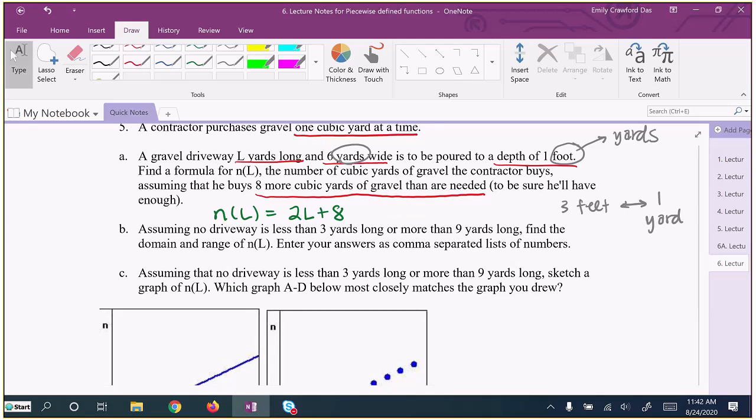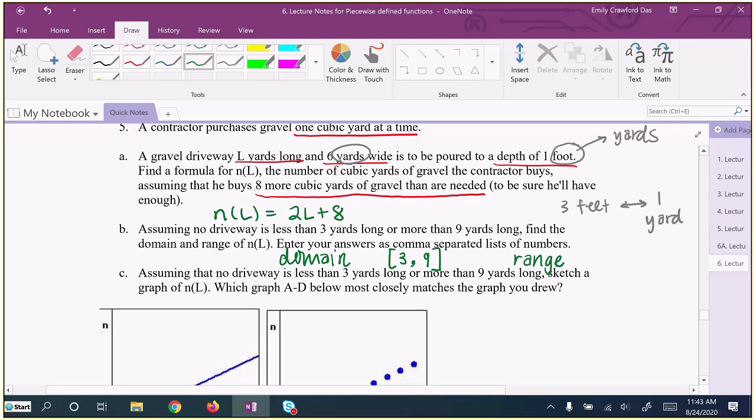So it tells us that the driveway is between 3 and 9 yards long. So that should be the minimum length is 3, the maximum length is 9. That tells us the domain. The domain is between 3 and 9. And we can include 3 and 9. So I'm going to say it's the closed interval from 3 to 9. But it also asks us to find the range.